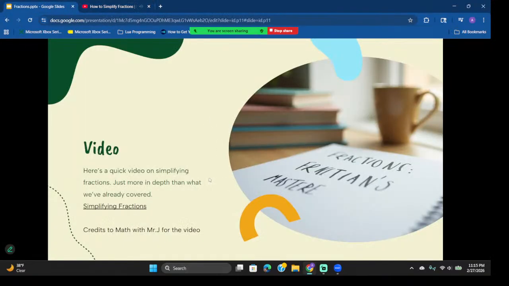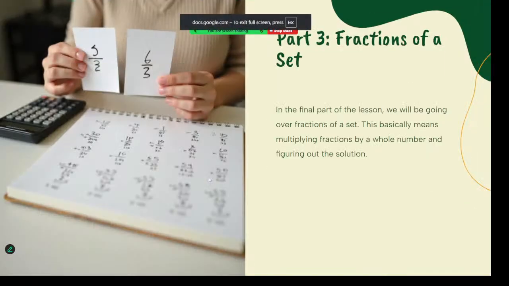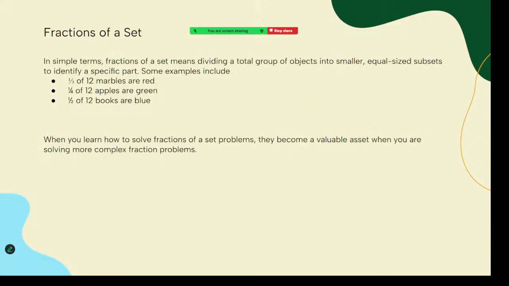Alright, well, that was just a video on how to simplify fractions. So our last part was part 3, fractions of a set. In the final part of the lesson, we will be going over fractions of a set. This basically means multiplying fractions by a whole number and figuring out the solution. This also involves real-world application.